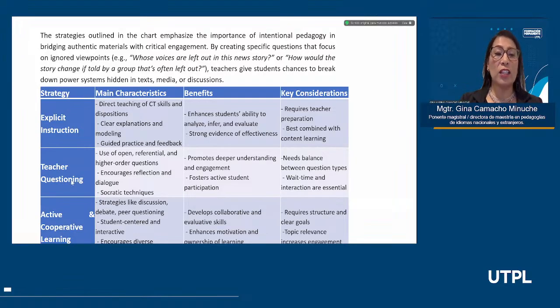Here we have some strategies. The first one is explicit instruction. The main characteristics are direct teaching of critical thinking skills and dispositions, clear explanations and modeling, guided practice and feedback. Remember that when you give feedback to your students, you are telling them how good they are doing something or what else they need to do in order to achieve the main objective of the activity.